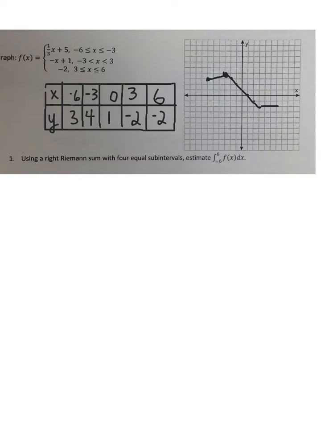Okay, well, I started by graphing the actual function that was given up here. So this is the line 1/3 x plus 5. But that's from -6 only to -3. Okay, so that, believe it or not, is this.